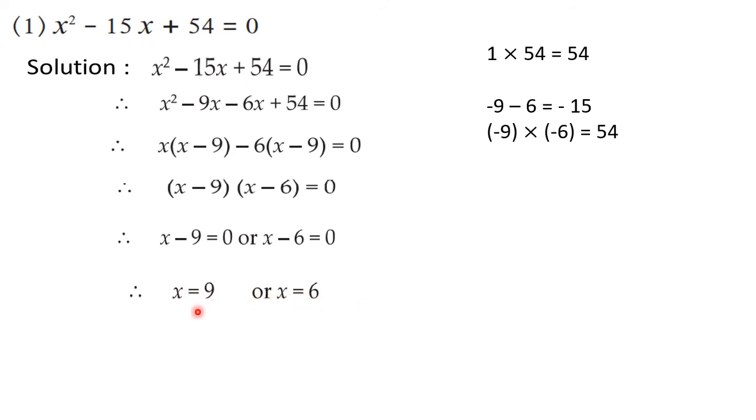Now what you can observe here after solving so many examples is, see, here we are getting exactly opposite signs. See, while finding the factors here, we wrote both minus 9 and minus 6. But in the answer we got plus. So whatever factors we are getting here, exactly opposite signs we are getting here.